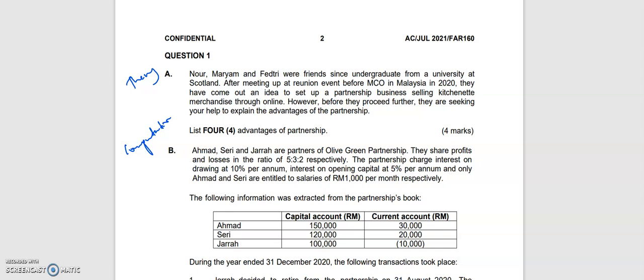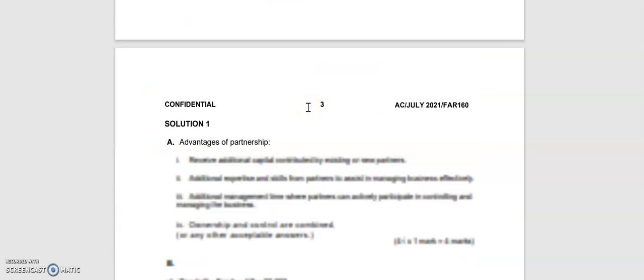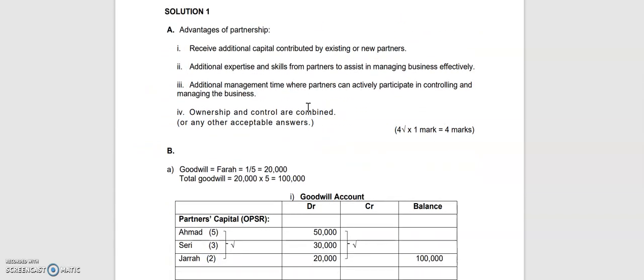So actually, we are required to identify the advantages of partnership. So you are required to list 4 advantages of partnership and you will get 4 marks. So what you need to do, you just have to give the advantages. So the advantages, you can choose any of the advantages down here. Okay, you can talk about the amount of capital to be contributed. Since you have more partners, so you will have more capital.